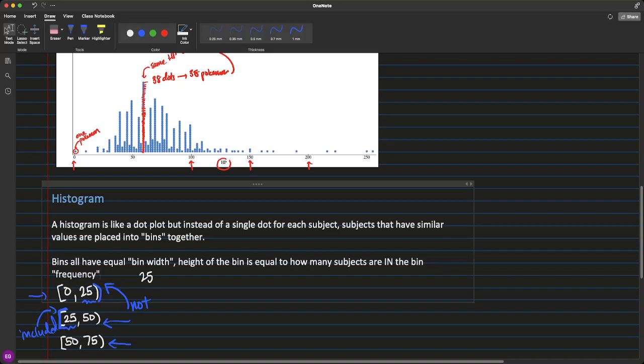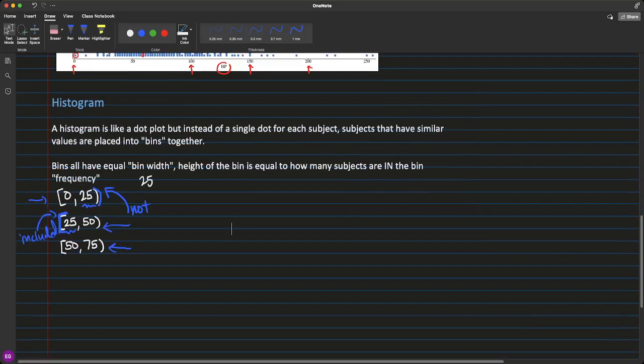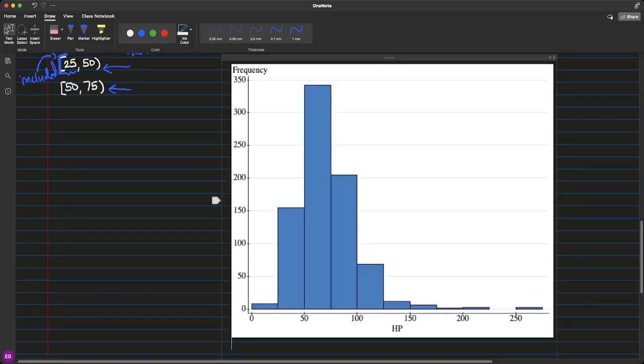So let me make a copy of the histogram from StatCrunch so we can look at this. Paste the image right here. So here's our histogram. And this is the bin right here that goes from 25 to 50. So you can see the height of that bin is a little more than 150, which means that there are about 150 Pokemon with HP between 25 and 50, not including 50.